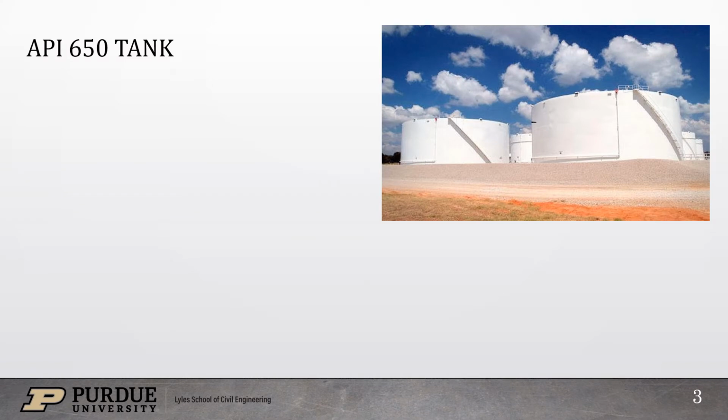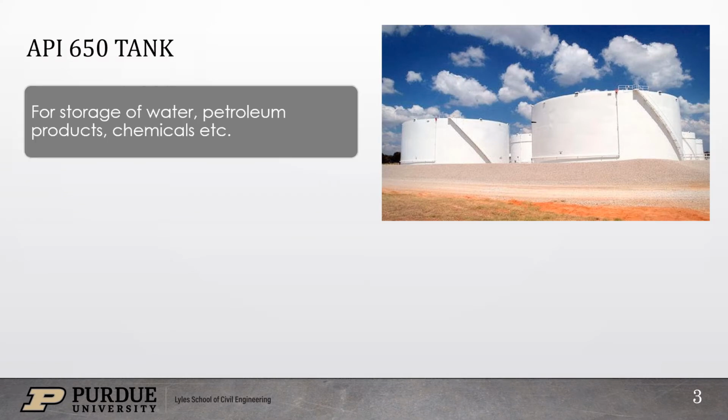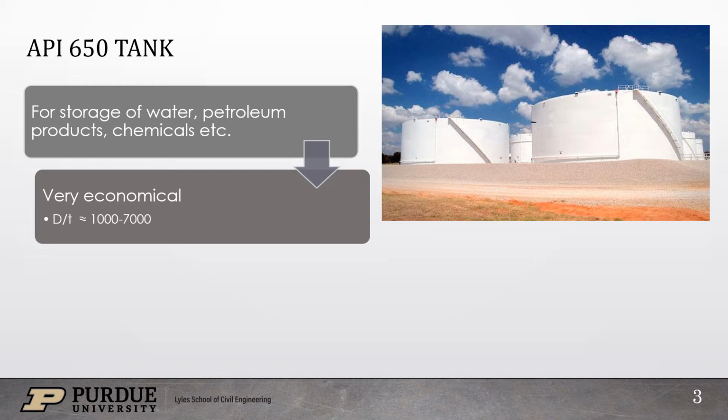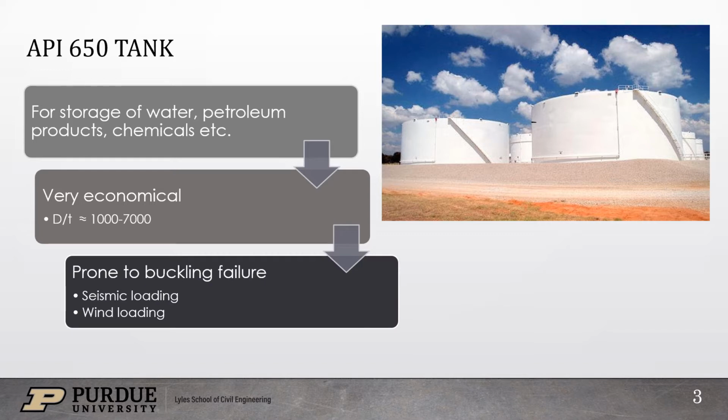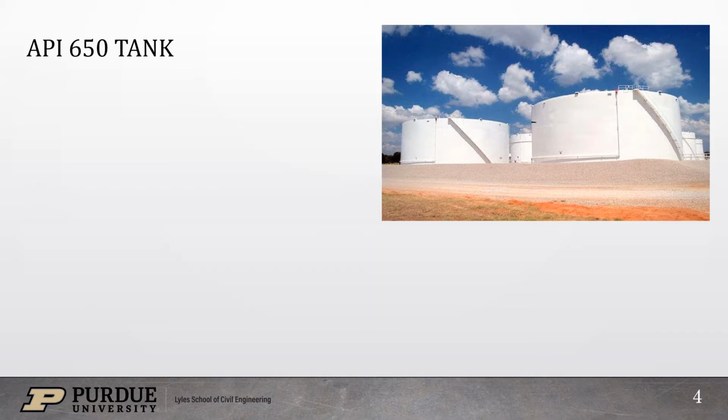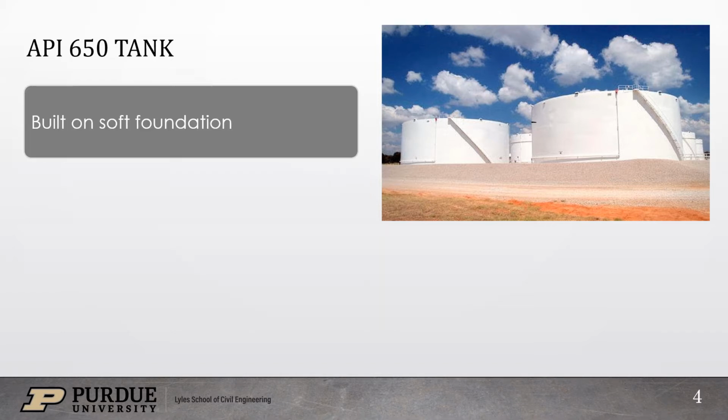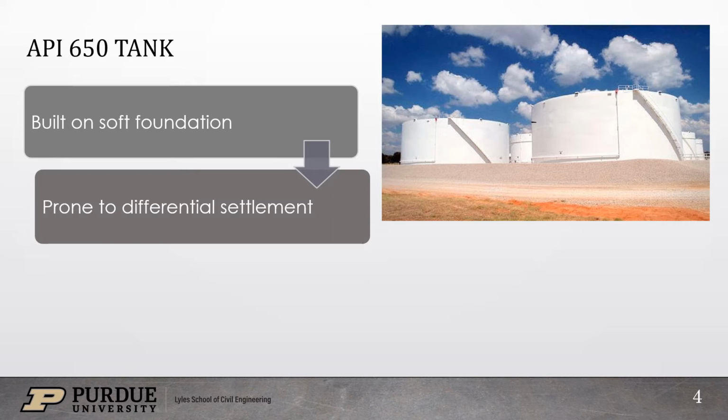This is how a typical API 650 tank looks like. These tanks are generally used to store a variety of products such as water, petroleum, chemicals, etc. These tanks are very economical because the diameter thickness ratio roughly ranges between 1000 to 7000, which means that you can store a huge amount of product using very little amount of material. However, such a small thickness makes these tanks prone to buckling failures, especially under horizontal loads such as seismic and wind loads. Moreover, these tanks are built on soft foundation, which makes them prone to differential settlement.